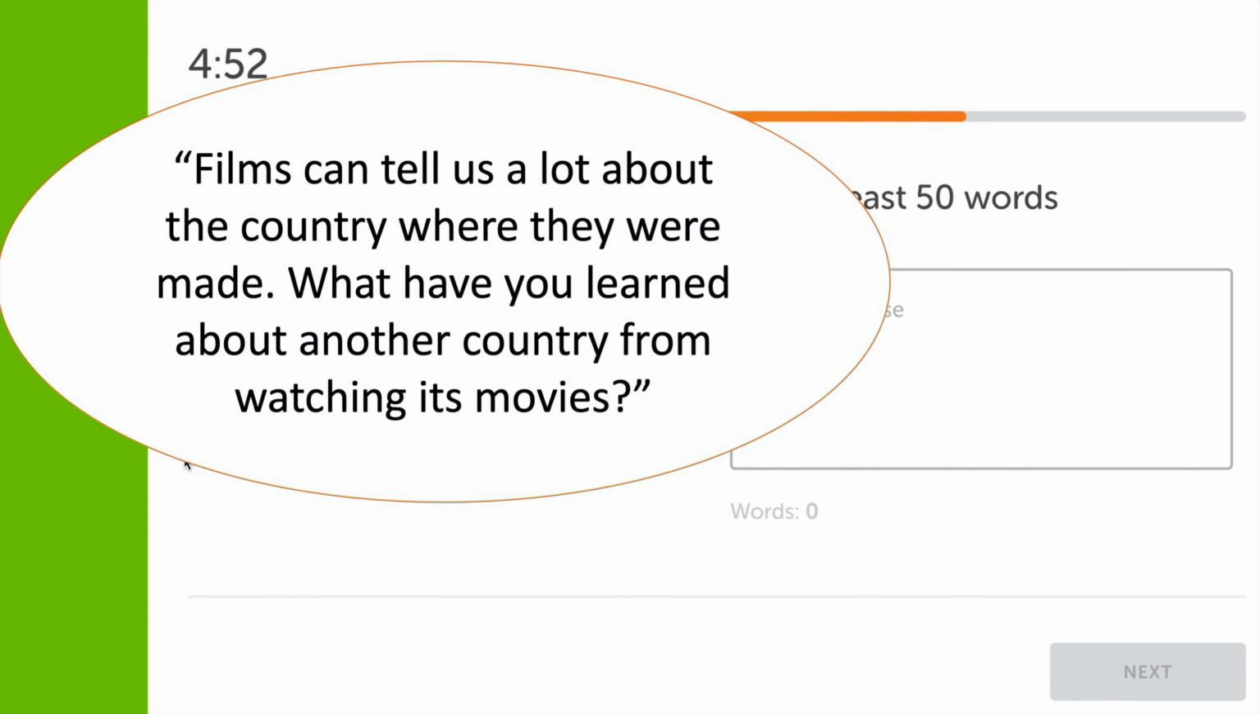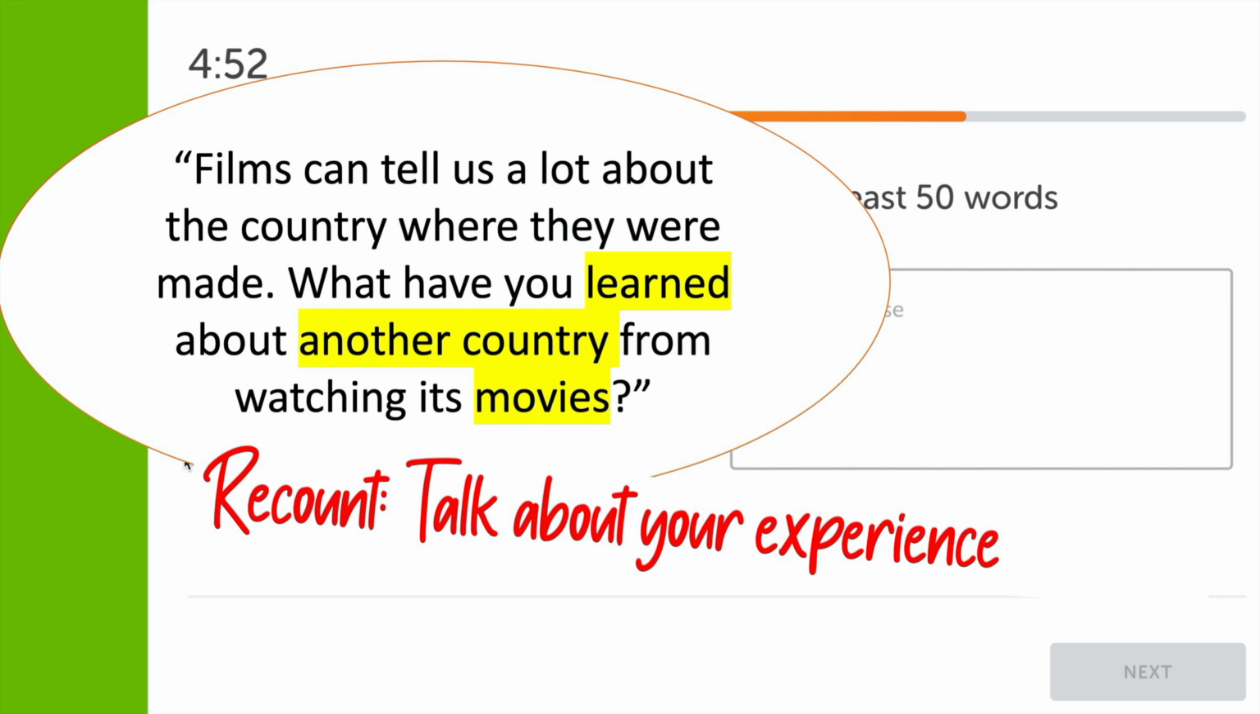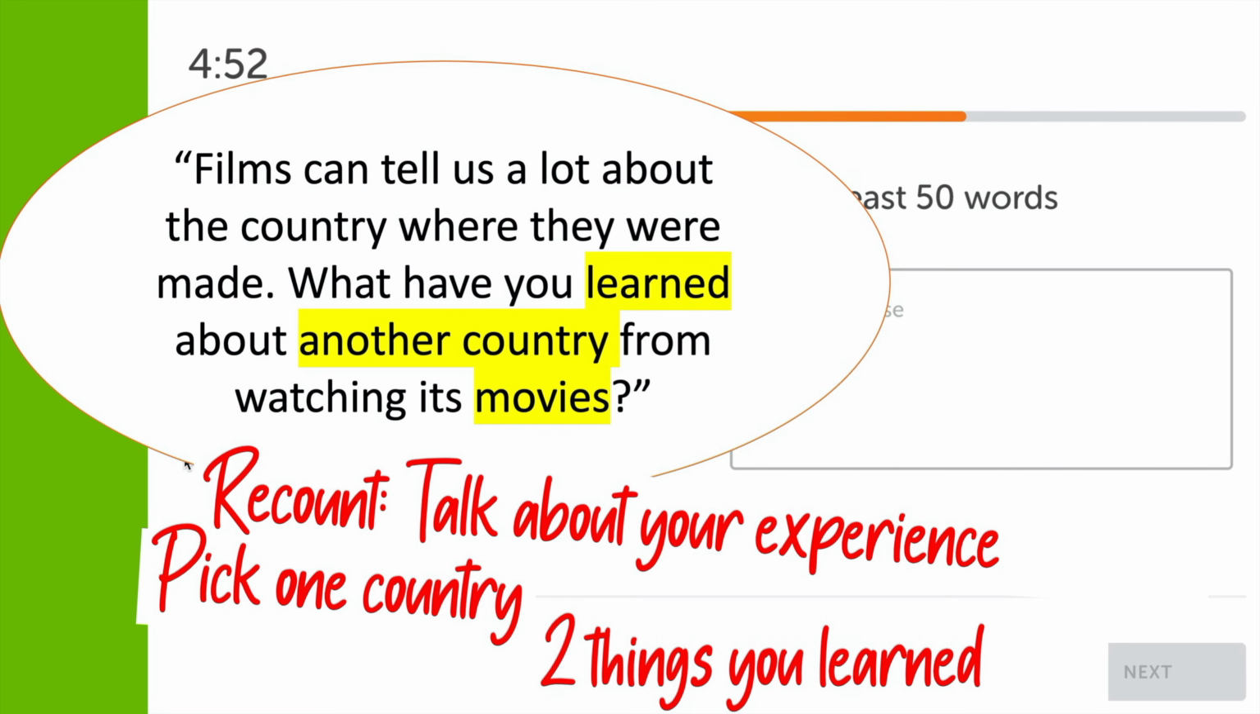Here is the 3rd example. Films can tell us a lot about the country where they were made. What have you learned about another country from watching its movies? So is this an argument essay, a descriptive essay, or is it a recount? Well, as you've guessed, this is actually a recount because this essay prompt is asking you to talk about your experiences. What exactly have you learned about another country from its movies? So you're talking about your experience. To answer this question, you would pick one country and again, at least 2 things you have learned from its movies and provide examples of those things you've learned.